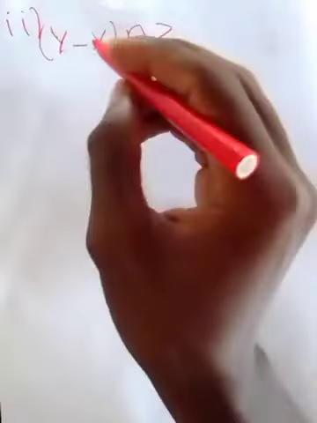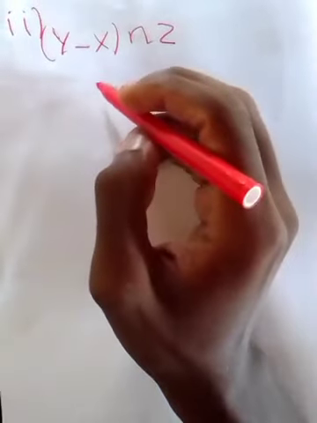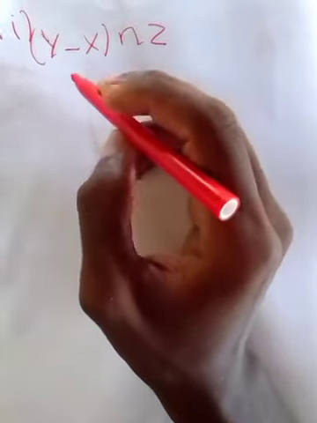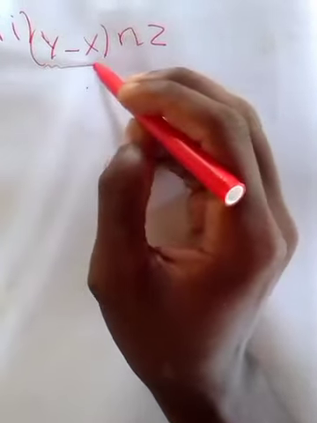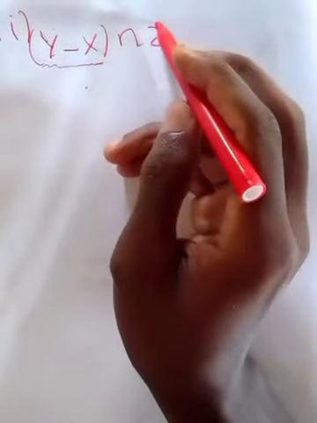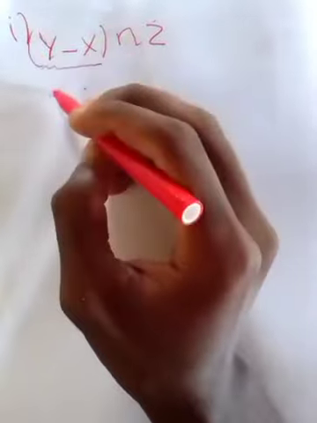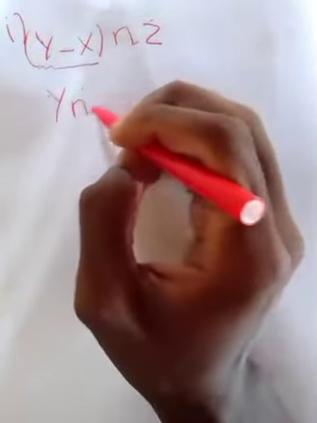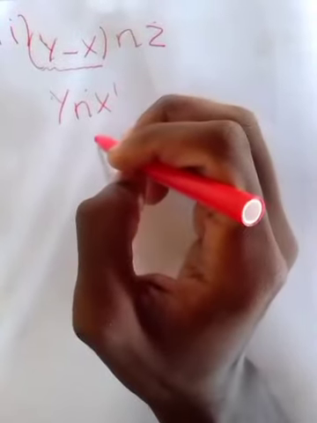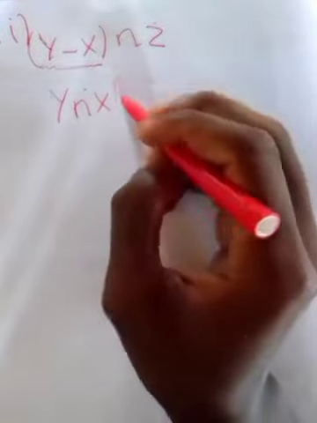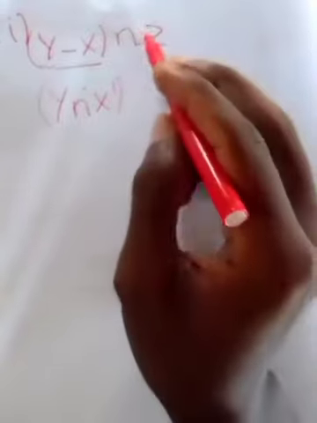Okay. Now let's solve this one. When you're solving this question, you should be moving step by step. First you're going to finish this one, then you come to this part. So what do you have here? Inside the parentheses, you have y intersection x complement. First you're going to deal with this one, then you come to the intersection with z.